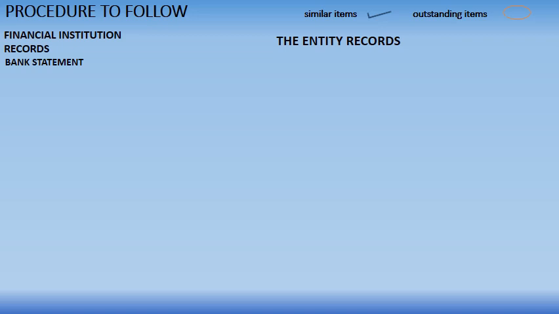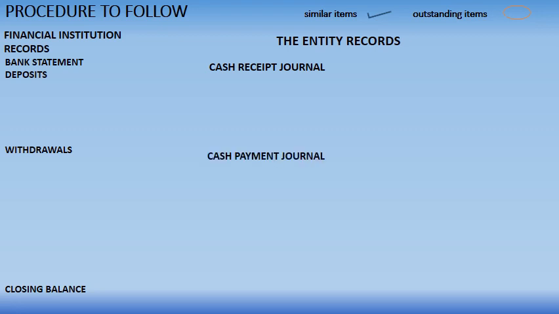On the bank statement, the following items will appear: daily deposits made by the entity, withdrawals representing checks presented by creditors for payment by the bank, and the closing balance. On the entity side, the following records shall have been kept: the cash receipt journal, where cash deposits were recorded, the cash payment journal, where all checks that were issued to creditors were recorded, as well as the bank account in the general ledger.